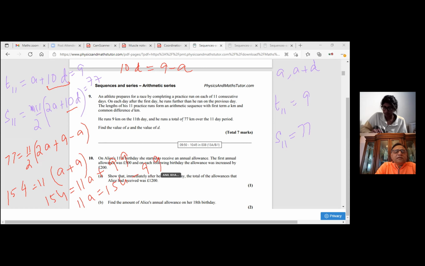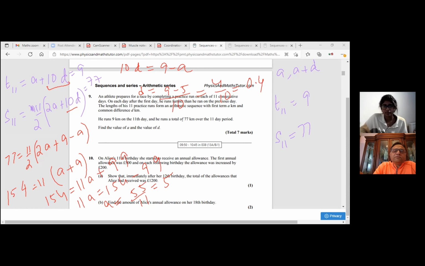Which is as good as take away 100, add 1, right? So if you take away 100, add 1, you get 55. So A is 55 divided by 11, which is 5. And now you know A. So D is equal to (9 minus 5) divided by 10, correct? This is 4 divided by 10, which is 0.4 kilometer. So we got both A and D, right?